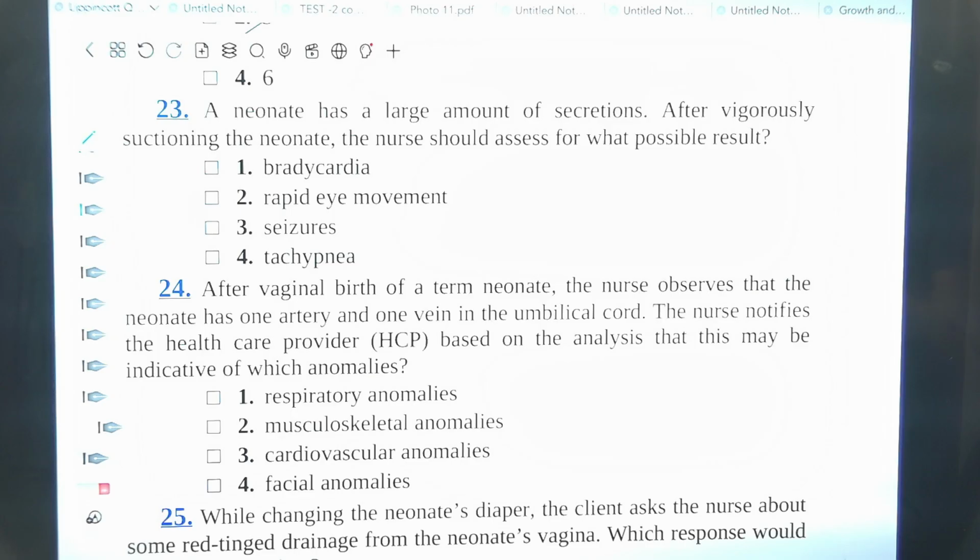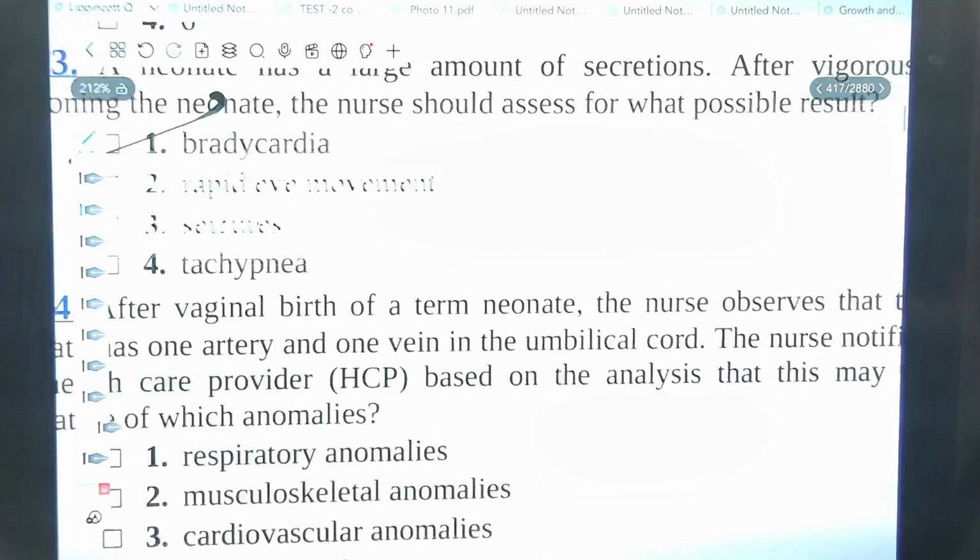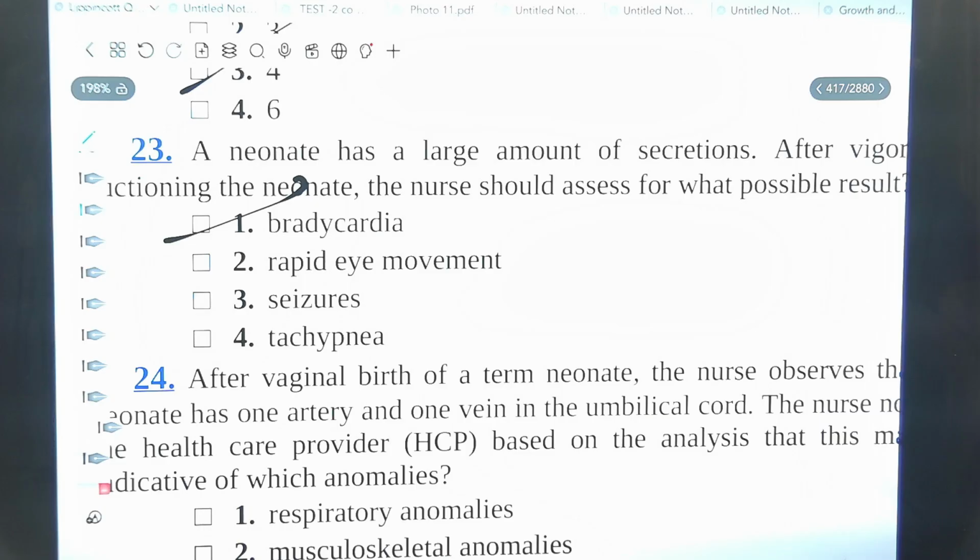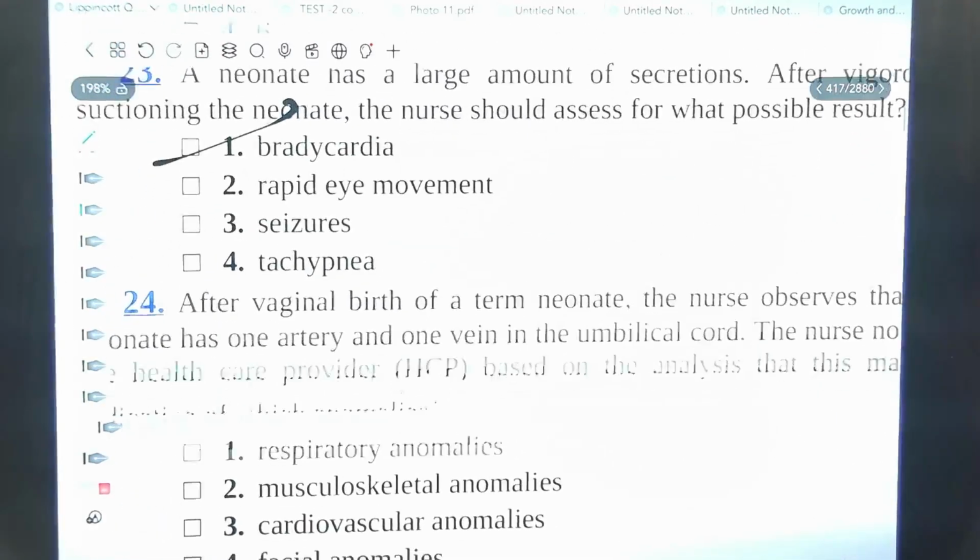So because of potential vagus nerve stimulation, the baby can go into bradycardia. So after vigorous suction we have to monitor for bradycardia. First will be the right response.